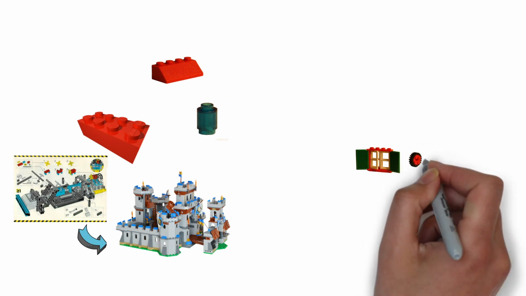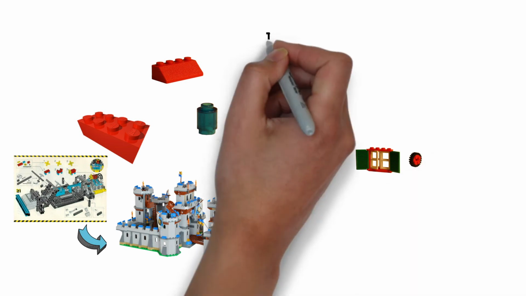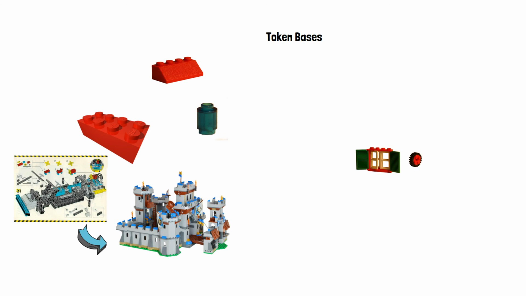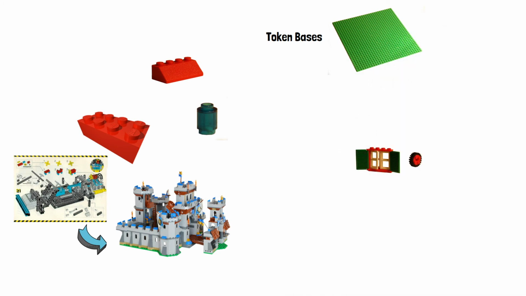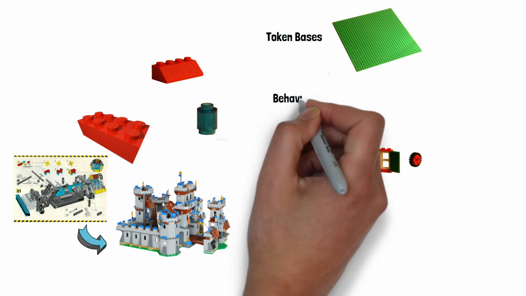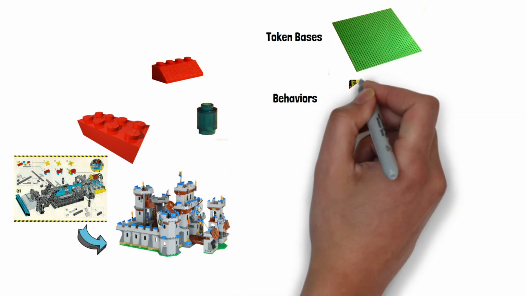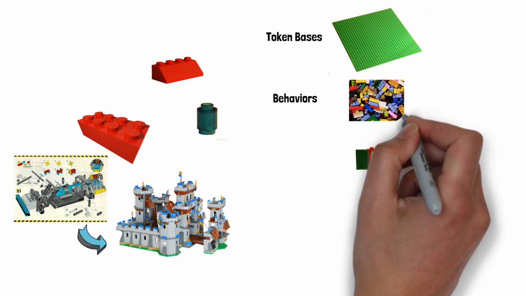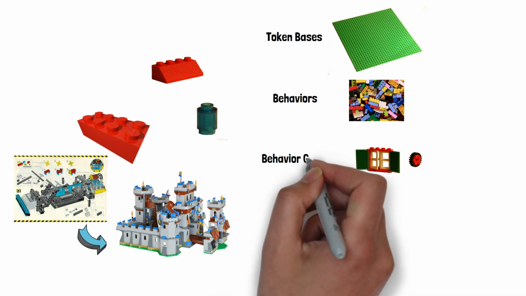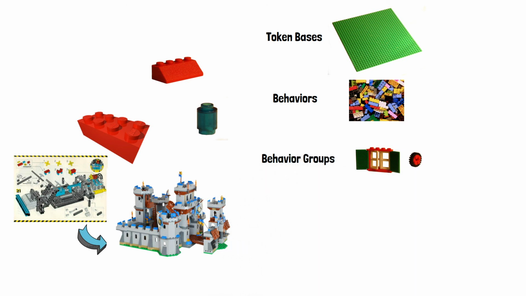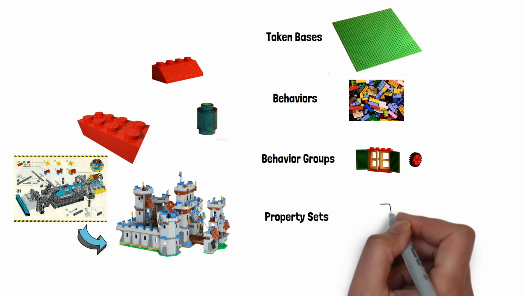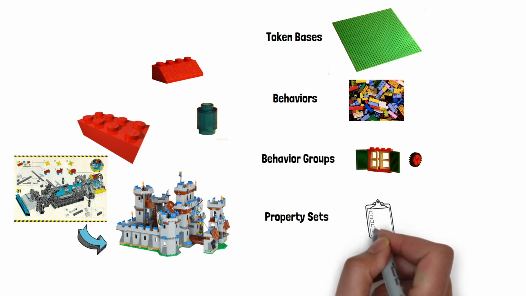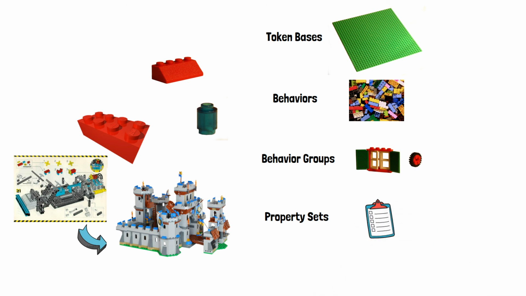So, TTF artifacts are categorized into 5 basic types. There are base types. These are the foundational bases of tokens. Think of these as the green, flat, wide base Legos that you can build a castle on top of. Next are behaviors. These are capabilities or restrictions that can apply to a token. These are the regular Legos. Behavior groups are a bundle of behaviors that frequently go together, like the window or the tire, where you have the two parts that always go together. Property sets are defined properties, or a set of properties that, when applied to a token, can support a value that can be queried or set. And lastly, the token templates, which we've talked about a good bit in the introduction.